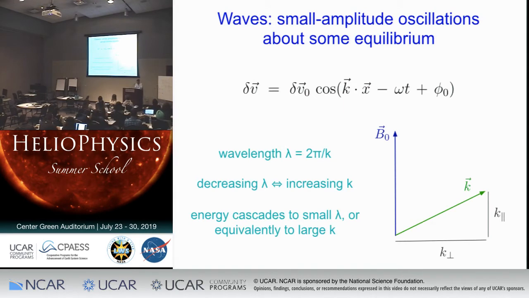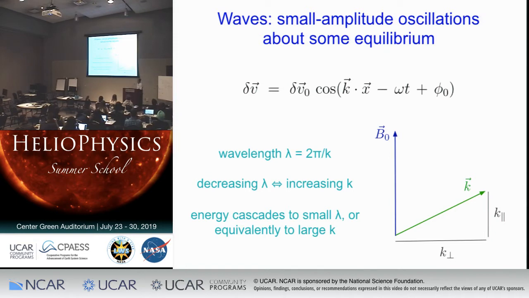All right, a bit more about waves and terminology. Let's imagine we have a wave δV in the plasma, some constant times the following sinusoidal function: k·x, where x is position and k is the wave vector, minus ωt, where ω is the angular frequency and t is time, plus φ0, just some constant. This is just a monochromatic sinusoidal wave propagating in direction k. The wavelength is 2π over k.